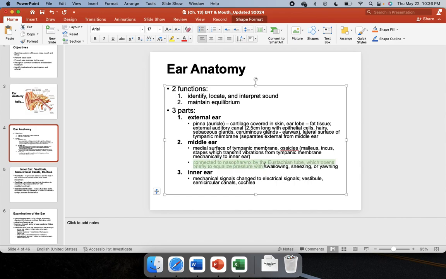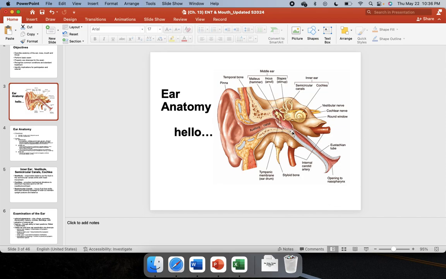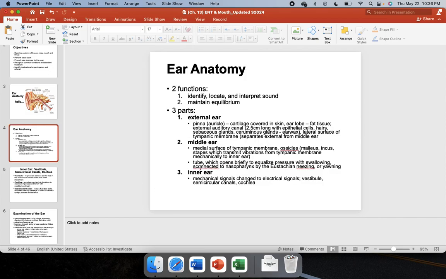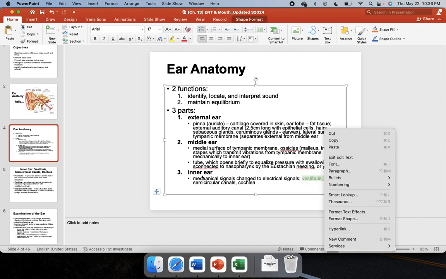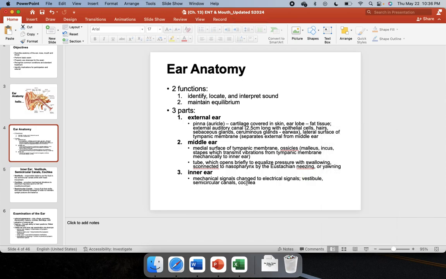You'll also notice connected to the nasopharynx by the eustachian tube. So if I come back here, this is that eustachian tube right here that connects the throat to the ears and allows for equalization of pressure there. So then finally, the inner ear is going to contain the vestibule, the semicircular canals, and the cochlea.